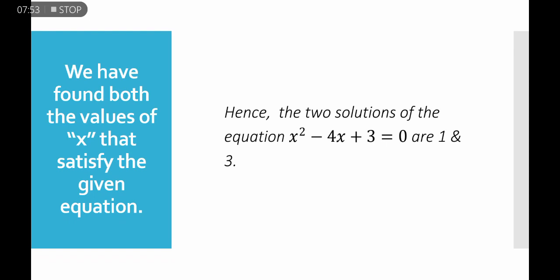We have found both the values of x that satisfy the given equation. Hence, the two solutions of the equation x square minus 4x plus 3 is equal to 0 are 1 and 3.